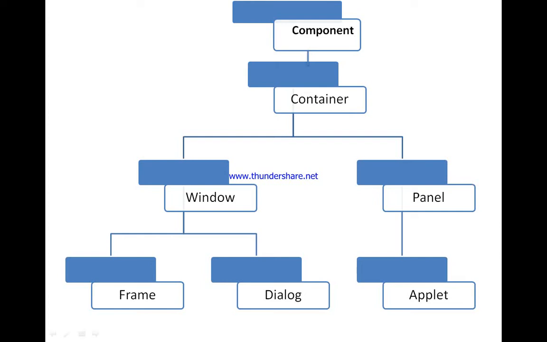Then Container is a subclass of Component. Then Container has two subclasses, Window and Panel. Window again has two subclasses, Frame and Dialog, and Panel has a subclass, that is Applet. Okay, so this is the AWT hierarchy we are going to see in detail.